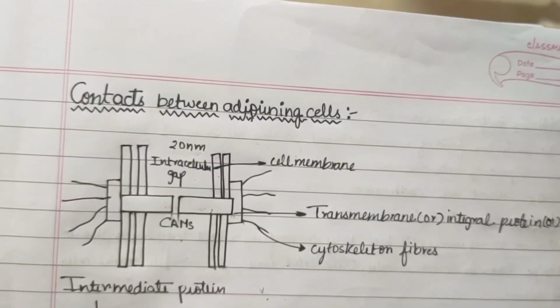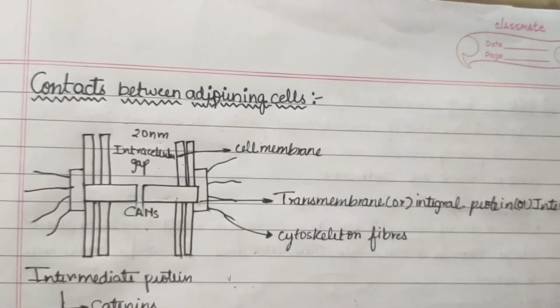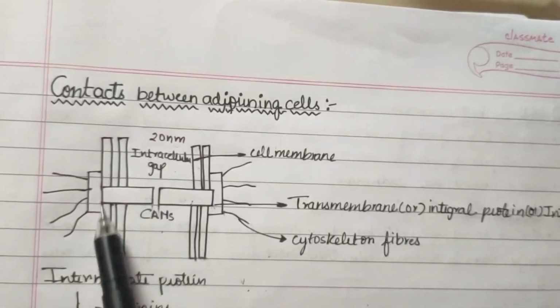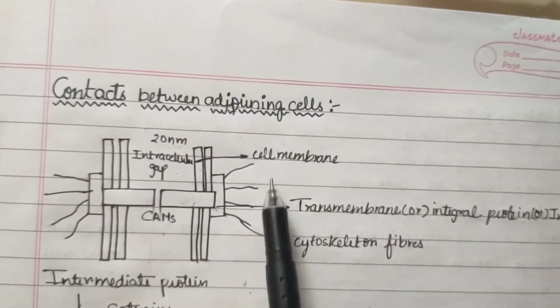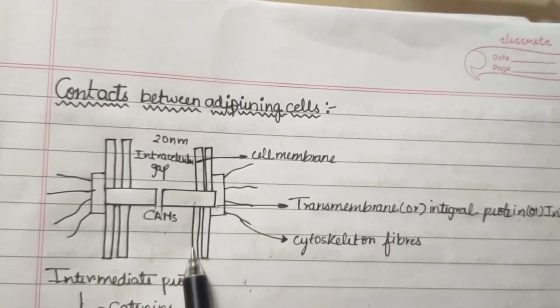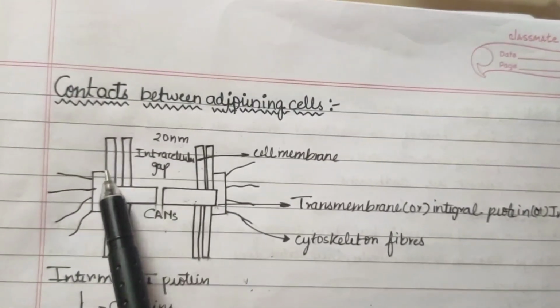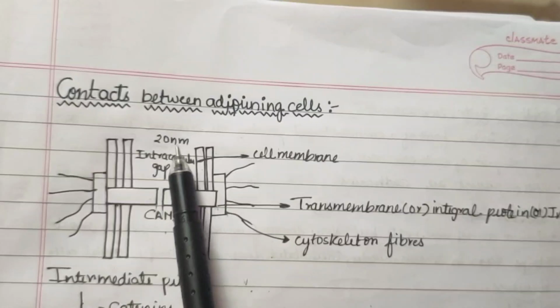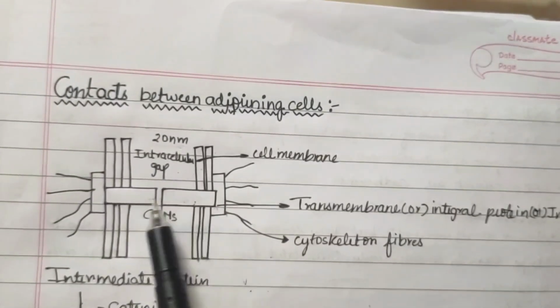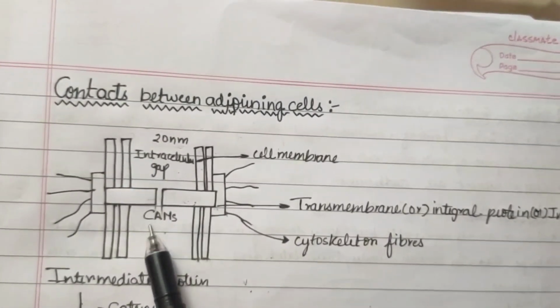Let us start with the topic: contacts between adjoining cells. Here you can see an unspecialized contact between two cells. This is the cell membrane of one cell, and this is the cell membrane of another cell. The gap between them is about 20 nanometers, and they are connected with the help of CAMs, or cell adjoining molecules.